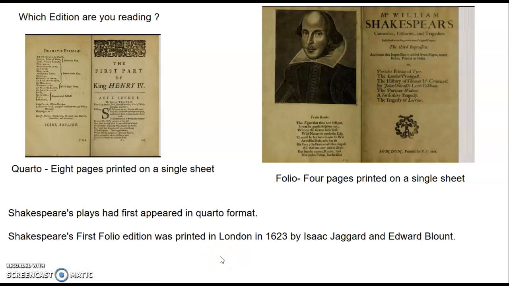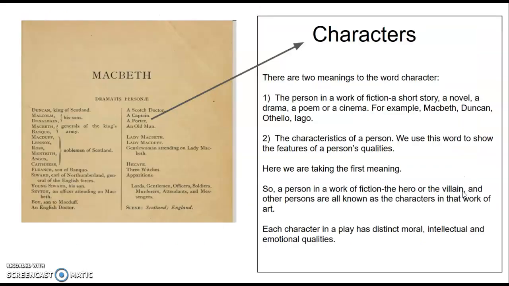Every student of Shakespeare must know the difference between quarto edition and folio editions. Shakespeare's plays had first appeared in quarto format, and the first folio edition was printed in London in 1623 by Isaac Jaggard and Edward Blount. Now, the difference between quarto and folio is that a quarto edition has 8 pages printed on a single sheet, whereas a folio edition has 4 pages printed on a single sheet. Obviously, folio editions were considered to be luxuries and they were quite expensive in those days.